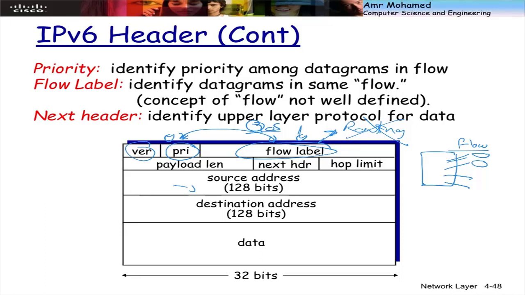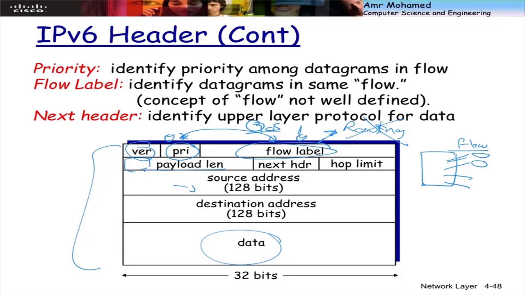Clear? So other than this, of course here there was the header length. We removed it because the header is fixed now. It's very neat. We don't have options fields. We don't have anything variable. But I still need to have the payload length because the data part is variable. The data is variable, but the header itself is not variable.